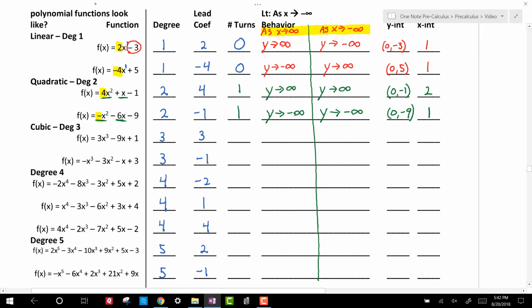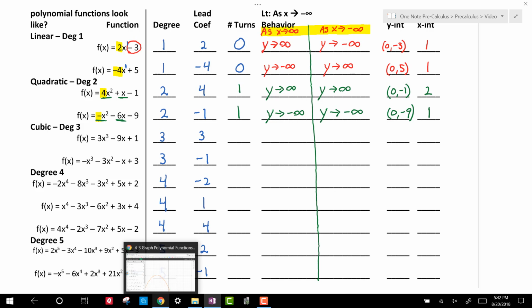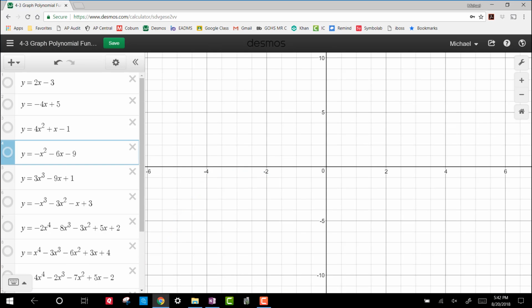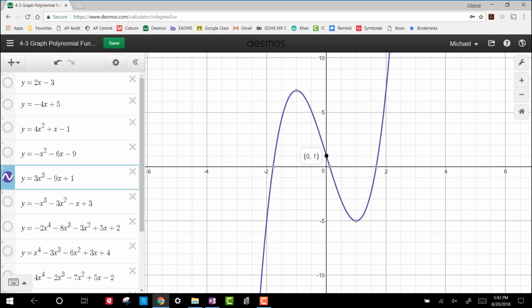Okay, so now that we're back, I'm going to show the next couple of cubics, but then I'm going to stop and just fill in the rest, because hopefully you did turn off the computer. So this next cubic, if we go look at that guy, notice my y-intercept right here at 0, 1. Look at that last term in the equation. It says +1. This guy also has 3 x-intercepts, and it turns 2 times.